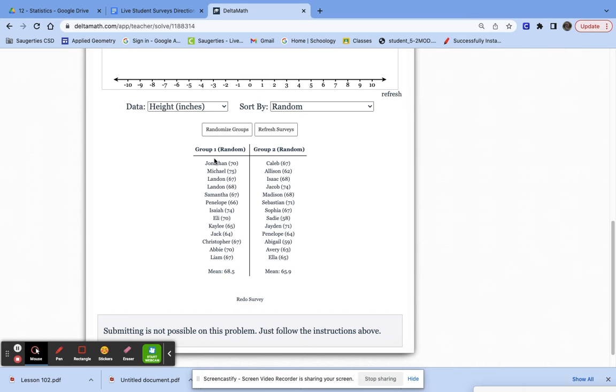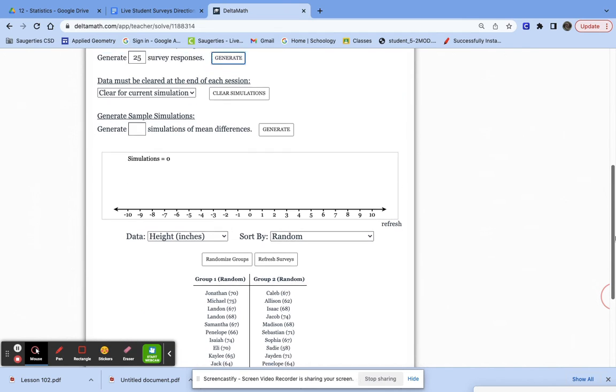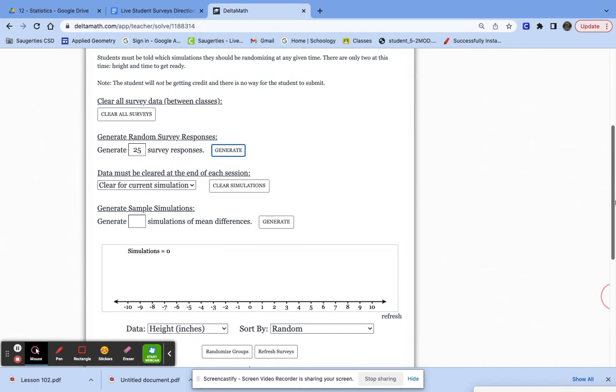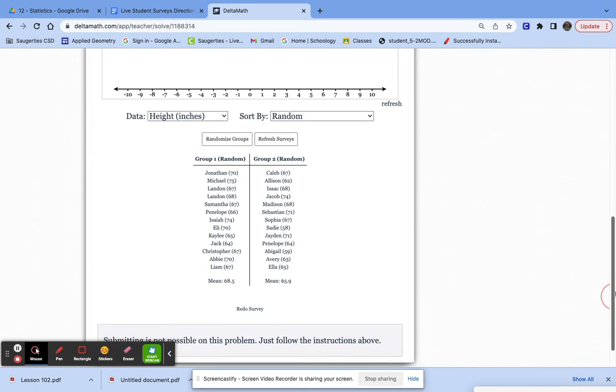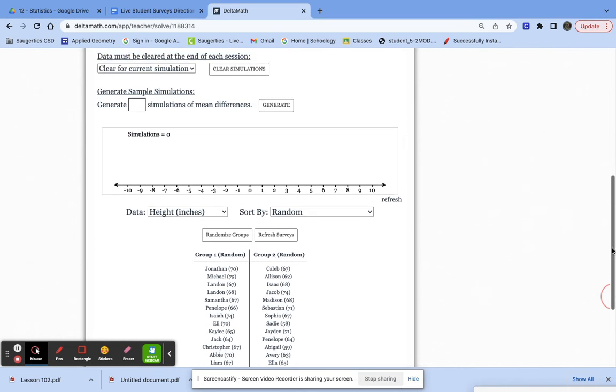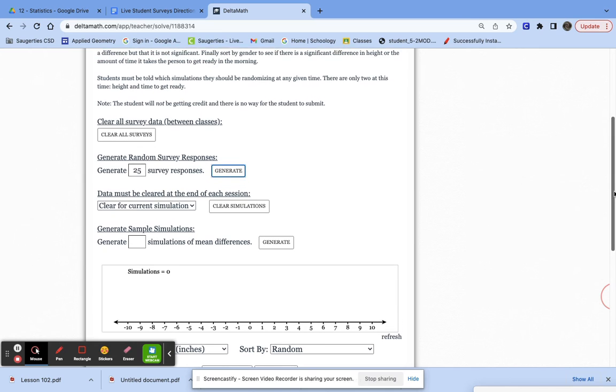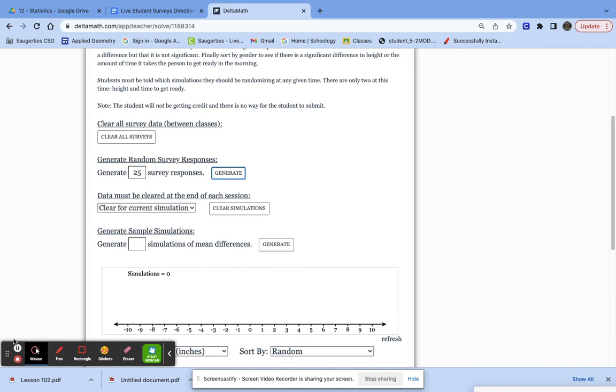This side is height in inches, randomly sorted. This side has an average height of 68.5 inches, and this side has a height of 65.9 inches on average. So what we do with these two groups is we calculate their mean difference. What's the difference between these two? And then that's going to come up on the graph.